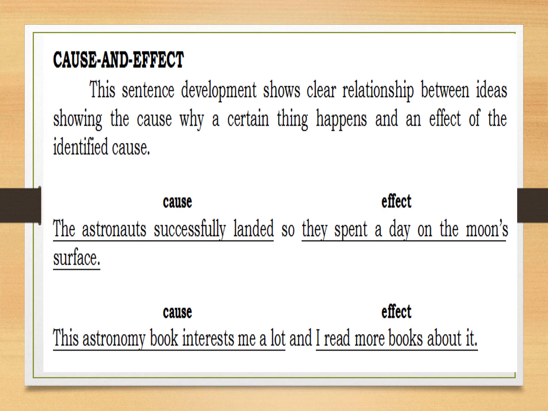Examples: The astronauts successfully landed, so they spent a day on the moon's surface. The astronauts successfully landed is the cause, and the effect is they spent a day on the moon's surface. Another example: This astronomy book interests me a lot and I read more books about it. This astronomy book interests me a lot is the cause, and the effect is I read more books about it.